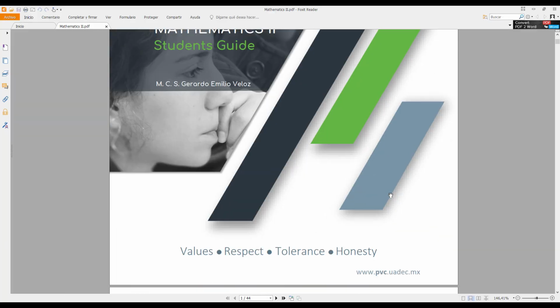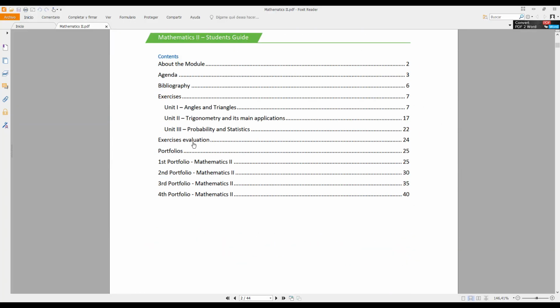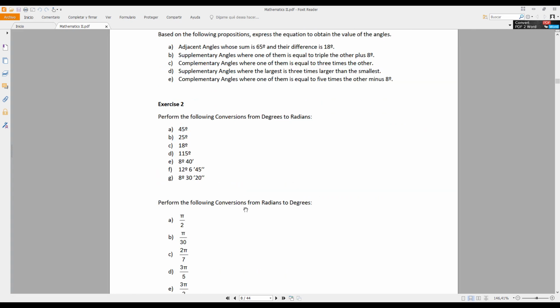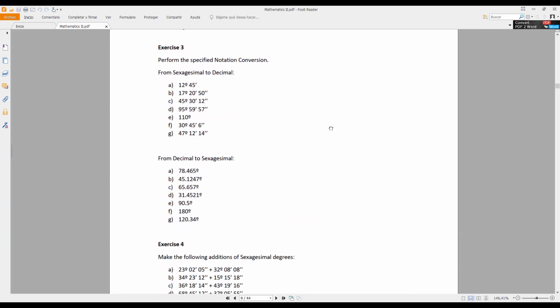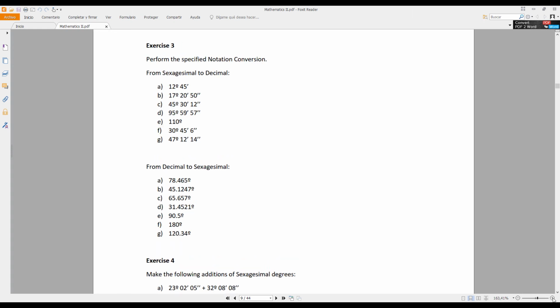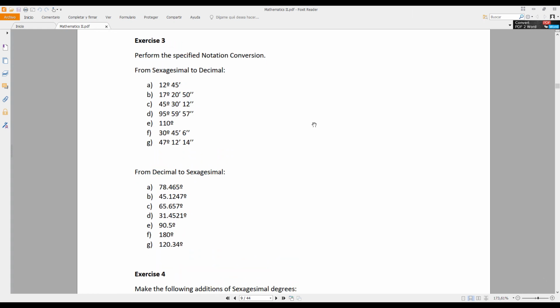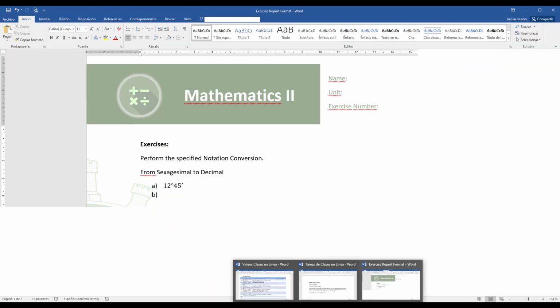So you will do the exercise number 3. Yep, we'll do the exercise number 3. In that exercise you need to convert to the specified notation. So in that exercise, the sexagesimal to decimal, yeah, and the decimal to the sexagesimal notation. There are 1, 2, 3, 4, 5, 6, 7 conversions, so there are 14 conversions in total. How will you do that?